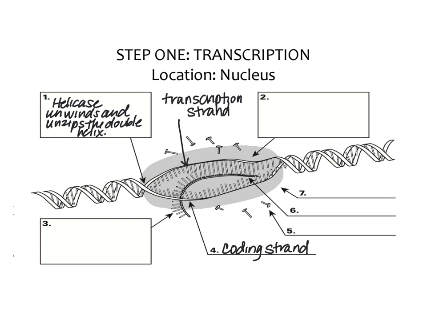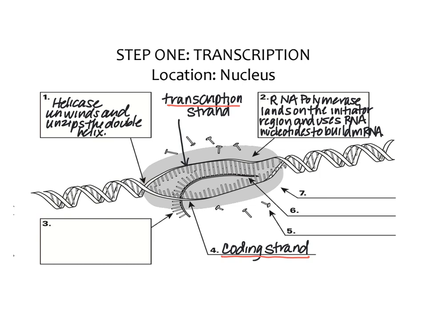Because there are letters on both sides of the ladder, one of those sides does not contain the information from the gene. This is called the coding strand. The strand that has the gene is called the transcription strand. Because the DNA can't leave the nucleus, we need to make a copy of the gene.